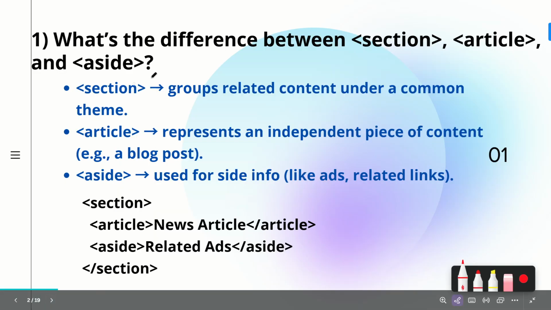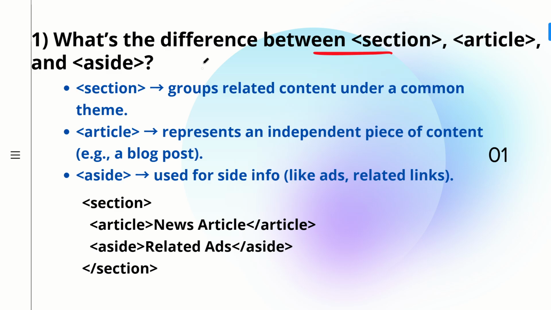Our first question is, what is the difference between section, article and aside? Before we discuss the differences, let us try to understand what the similarity is between these tags, section, article and aside. The similarity is that these tags are semantic tags.